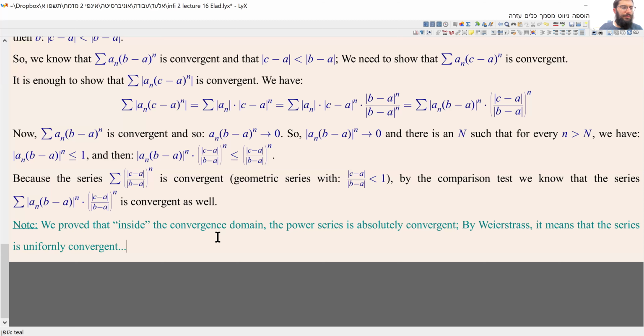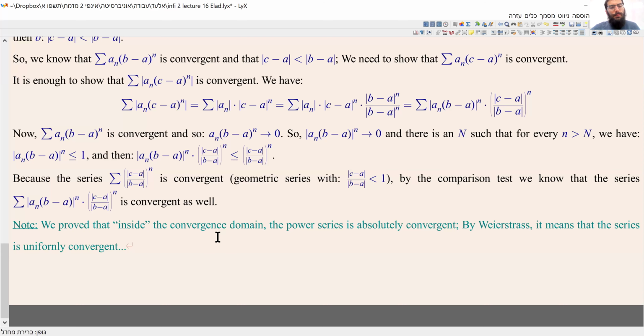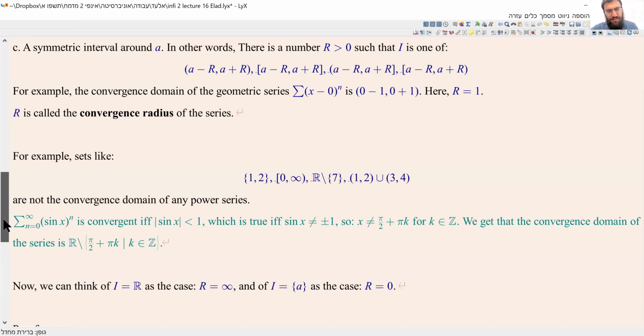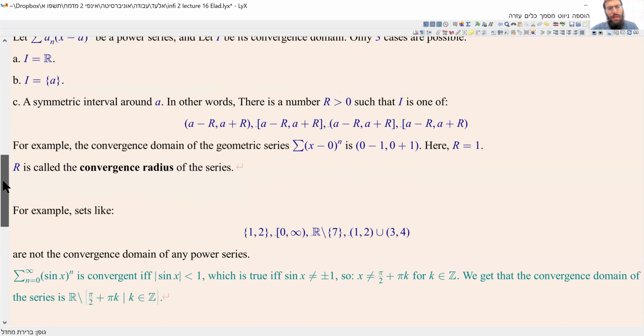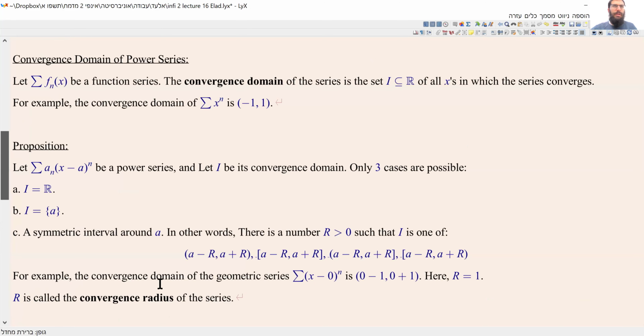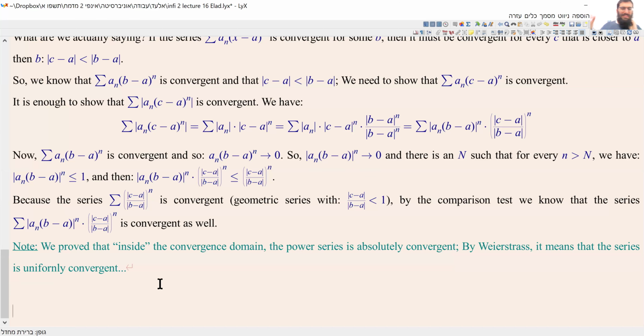Any other questions? No, I think it's okay. We can move on. Given some series a_n x^n, how do we find R? Then how do we use R to find what the exact domain of convergence is? So that's finding R.